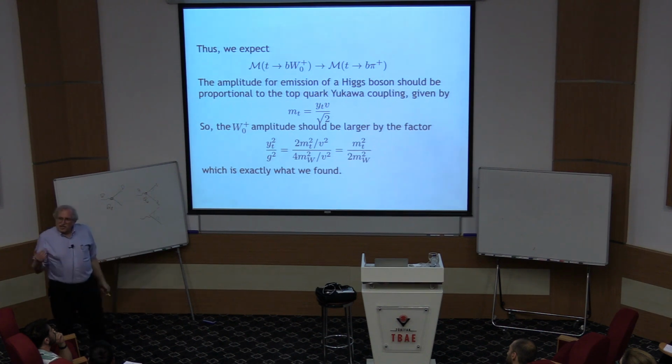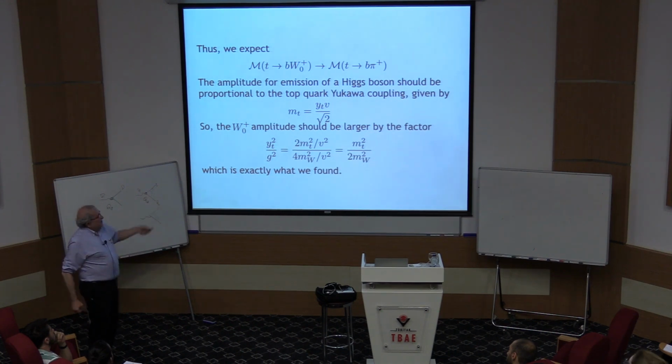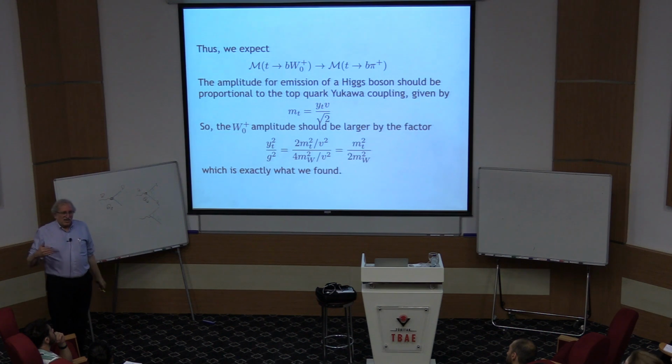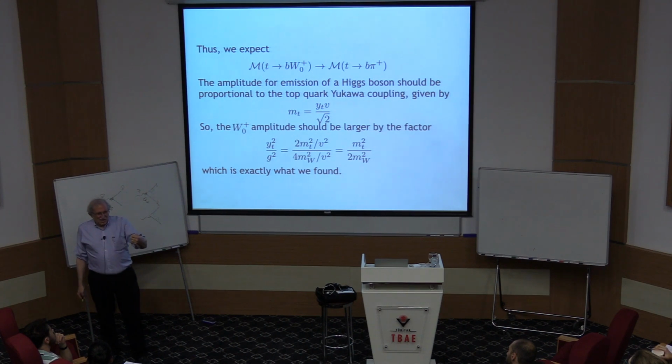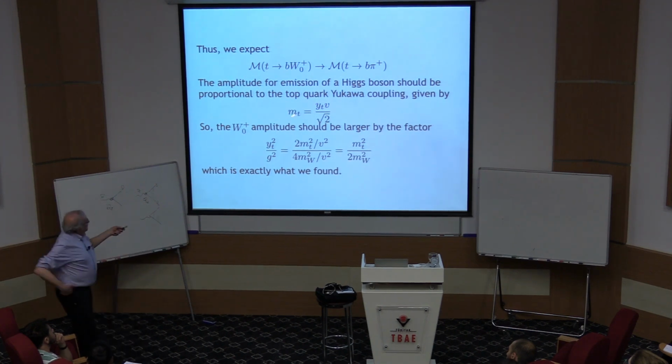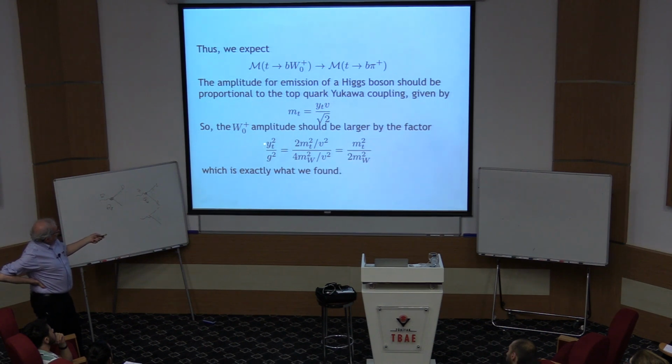Now, the transverse W's couple to the top quark with the strength g, the universal strength of the weak interaction. But the Higgs boson doesn't couple to the T with the strength g. It couples with the strength of the Yukawa coupling that gives the top quark its mass. And you remember I told you in the previous lecture that alpha W is 1 over 30, but alpha Higgs is 1 over 13. It's more than twice as large. So you put in the various numbers, including the right square roots of 2. The amplitude should be enhanced by y_t squared over g squared, which in terms of the masses is exactly the enhancement factor that we found in the previous argument.